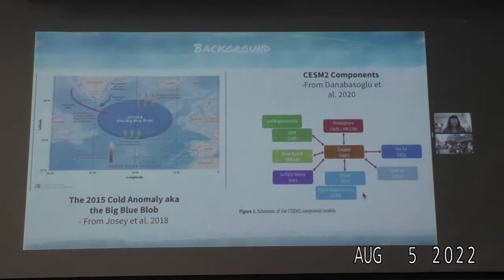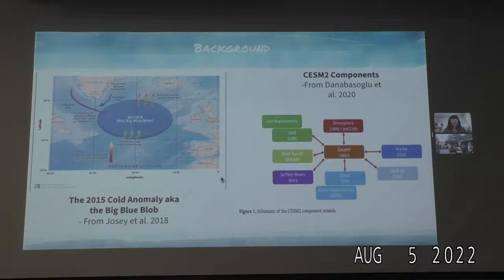So some of the background and motivation for our research can be based off of a couple of different papers. Specifically, the figure on the left is taken from the first paper I read this summer. It was Josie et al., and it talked about this cold anomaly that occurred in the Atlantic Ocean in 2015. This was titled the Big Blue Blob. I really like this name. It just makes it easy to remember what we're talking about.